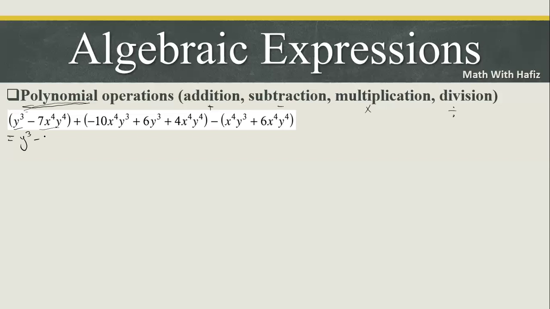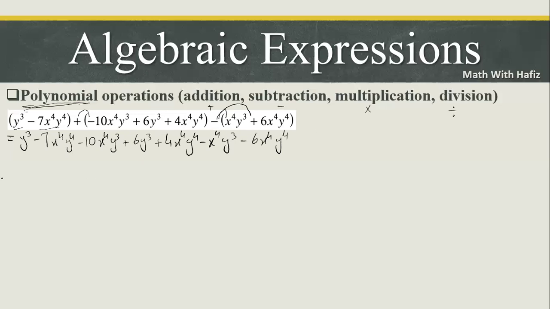So y to power 3, 7 x to power of 4, y to power of 4, then plus, the sign will be multiplied inside, minus x to power of 4, y to power of 3, plus 6 y to power of 3, plus 4 x to power of 4, y to power of 4, minus x to power of 4, y to power of 3. Then again the minus sign will be multiplied. Using the distributive property, this will be -6 x to power of 4, y to power of 4. Now remember the concept of like terms.